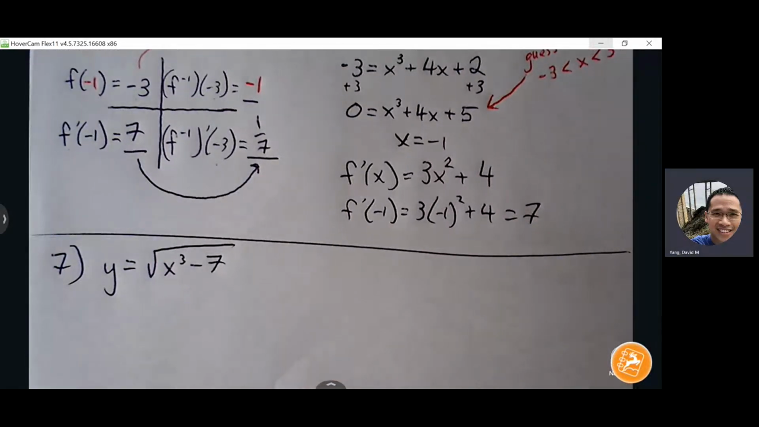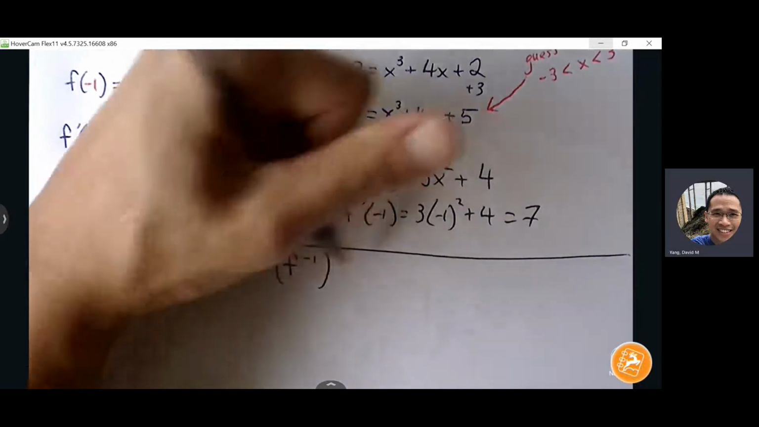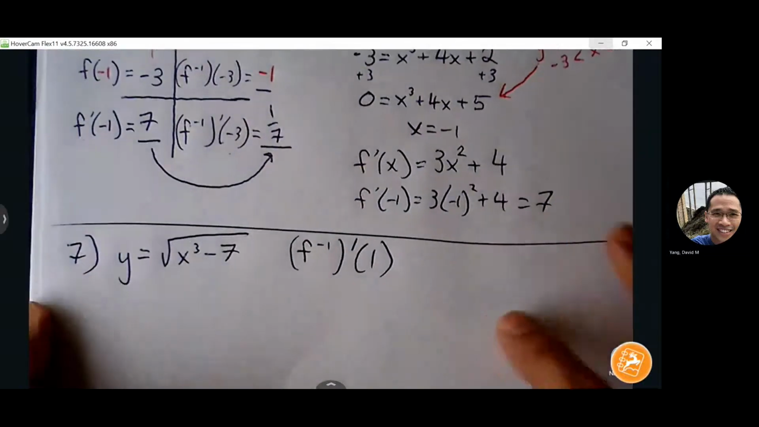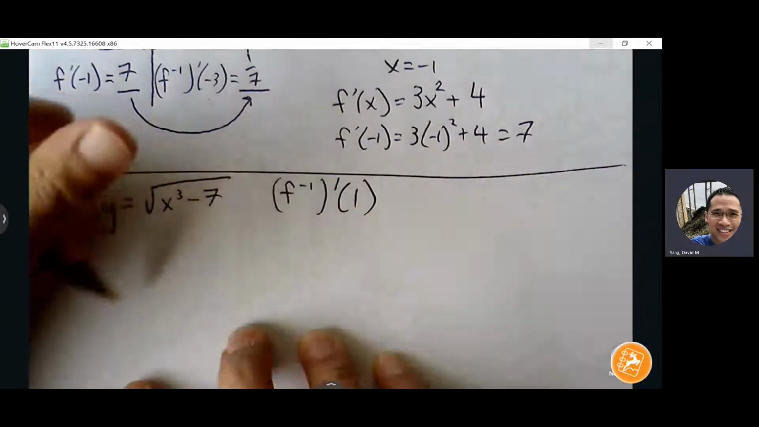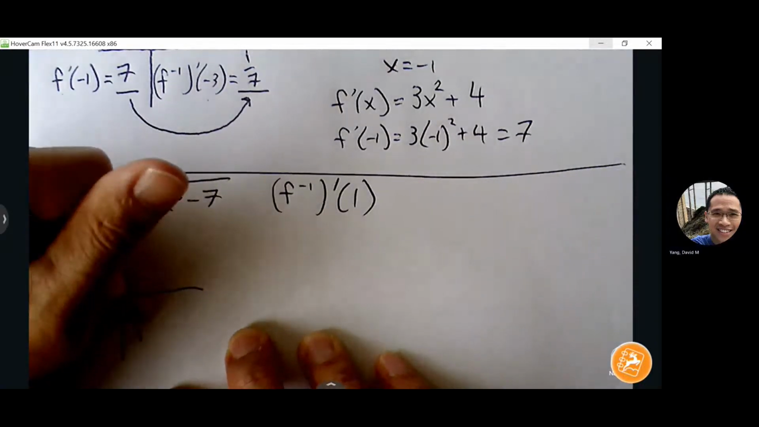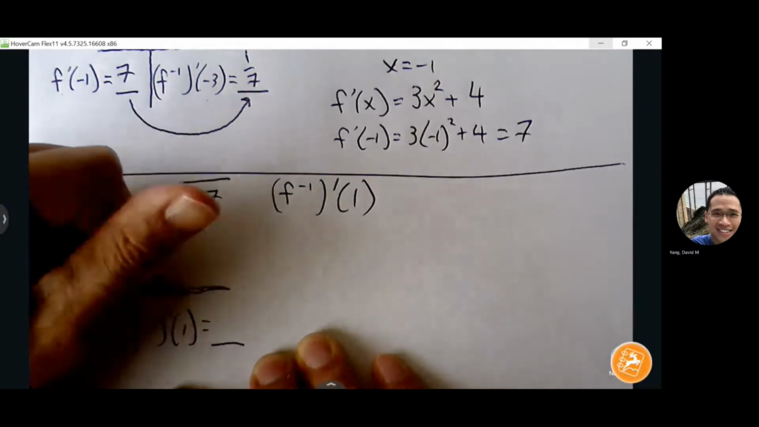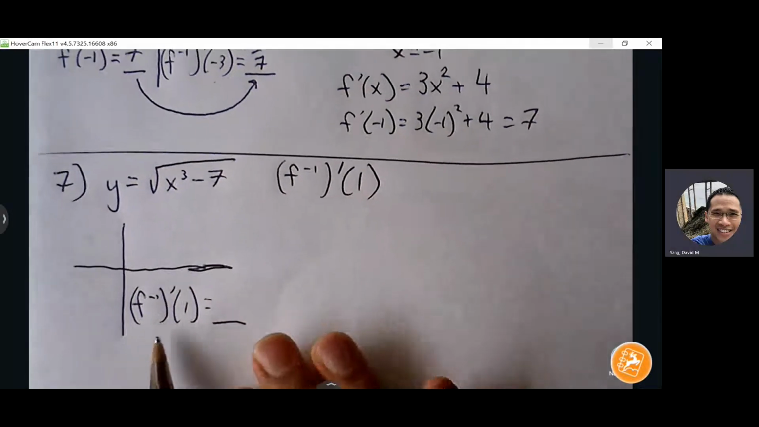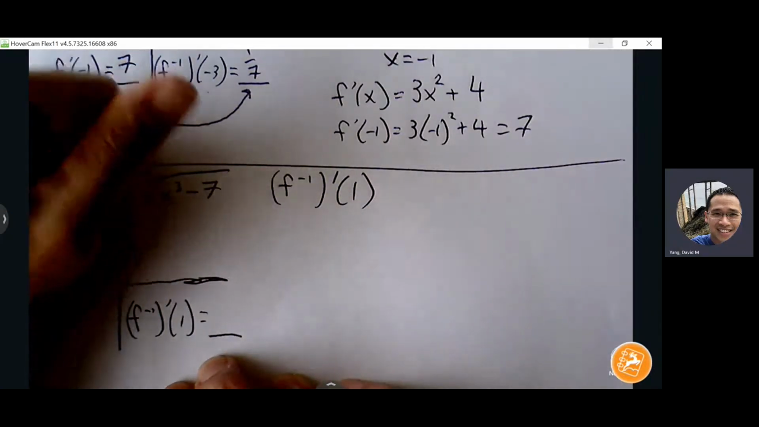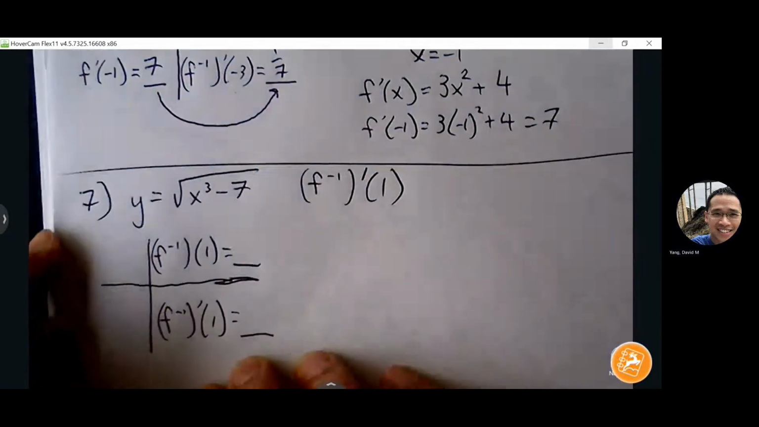Okay, y equals square root of x cubed minus 7. We want to find the derivative of f inverse at 1. I know this is my end goal. I know 1 is the x value of my inverse, so I can go ahead and put that ordered pair information in, but I don't know the full ordered pair.